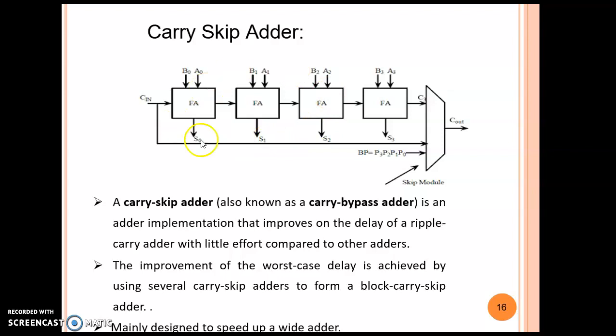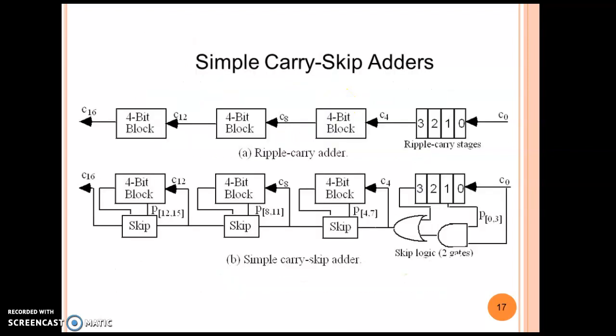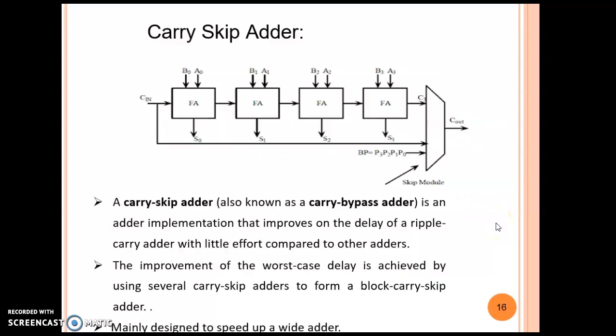So Cin will skip this stage. Hence it is called a carry skip adder. That you can see in this diagram. Here, this is a simple ripple carry adder, a C0 4-bit adder. The output is given to the next stage. Now here, C0 is the input. P0,3 is nothing but a propagate term, which we have seen.